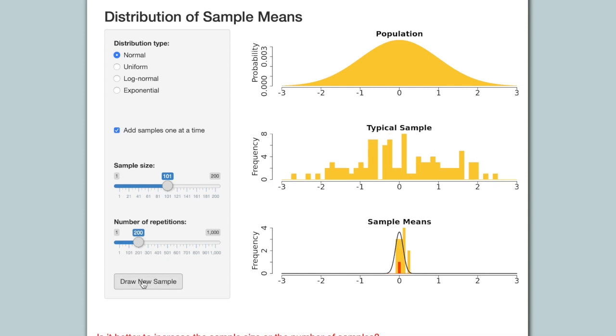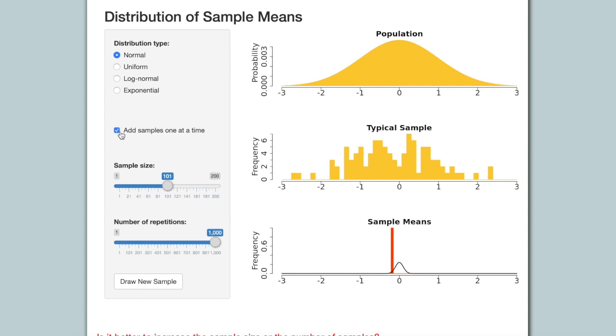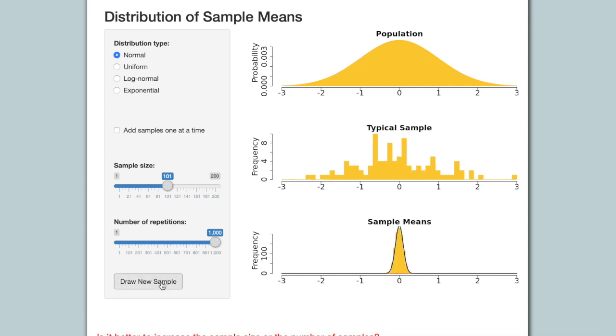And if we do it enough times, if we just do it over and over again, and we even can go up to 1,000 to just make this go really quick, what it ends up showing us is that the mean of our sample means is right at the population mean, and it forms a normal distribution. And it's a really tight-knit normal distribution.